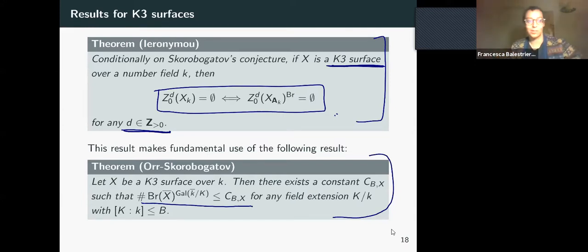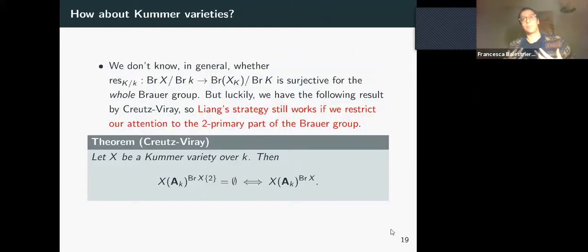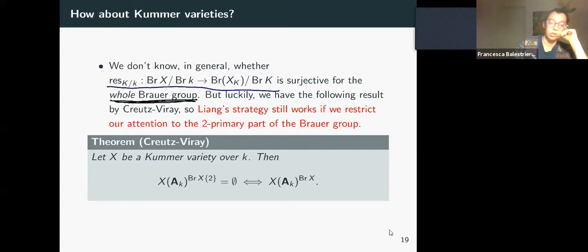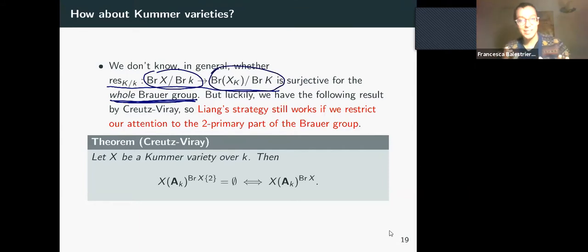For Kummer surfaces and Kummer varieties, the problem is that I mentioned an asterisk before in my result with Rachel. For example, we don't know in general that the restriction map is surjective for this whole Brauer group or for this whole quotient. We don't know this yet. But luckily, we don't need this in order to make Liang's strategy work, because we have this nice result by Creutz and Viray, which I mentioned before.